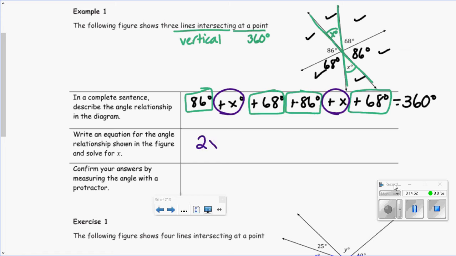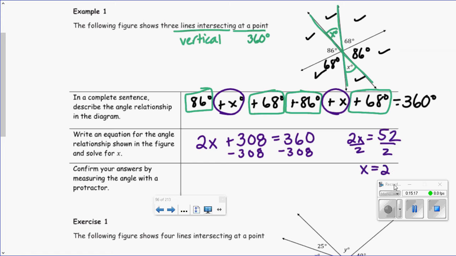Okay, so our equation is 2x, and then if you add all those numbers up, you will get 308. So 2x plus 308 equals 360. Now it's an easy two-step equation. Subtract 308, and you get 2x equals 52. Divide both sides by 2, and x is 26.